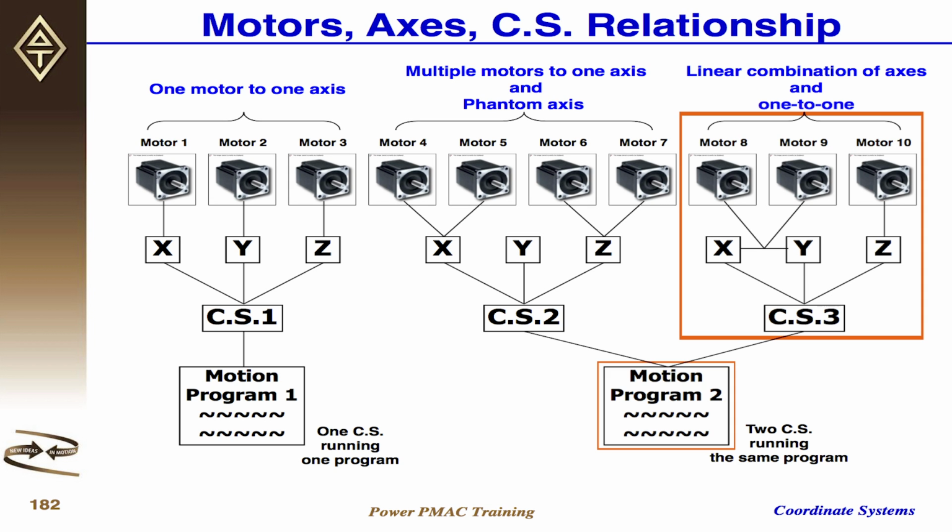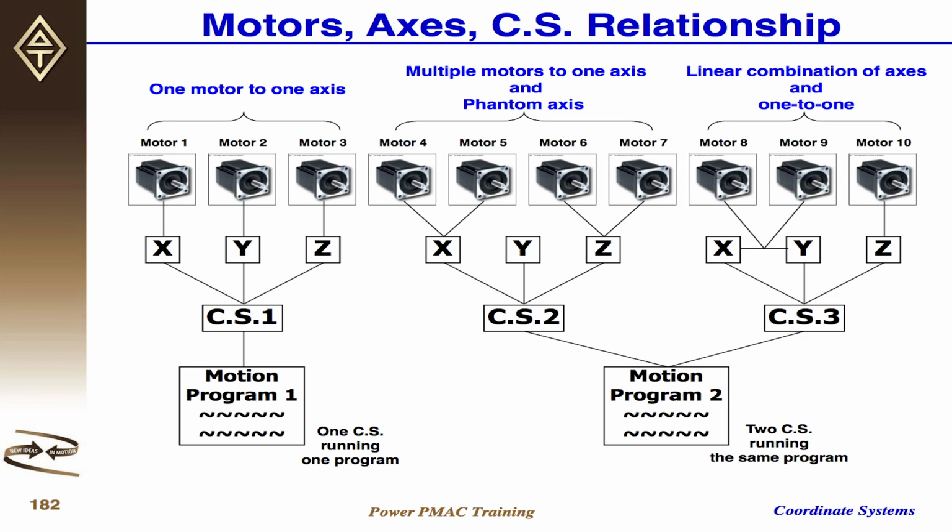Motion programs are not coordinate system specific. You cannot run multiple motion programs at the same time in one coordinate system, but you can run the same motion program at the same time in multiple coordinate systems. Each coordinate system is its own separate thing with its own separate motors and its own separate motion, so you can't run 2 different motion programs at the same time, because then you may be commanding the X-axis to move forward and backwards at the same time.